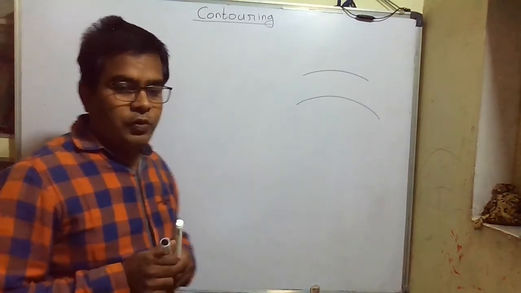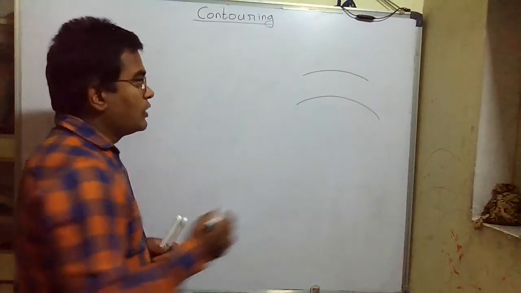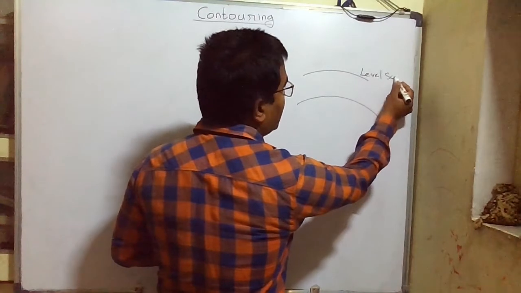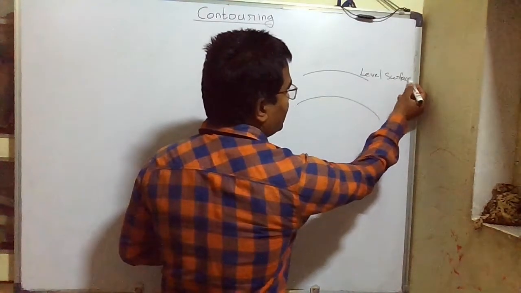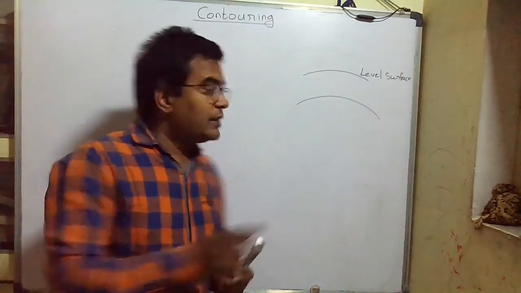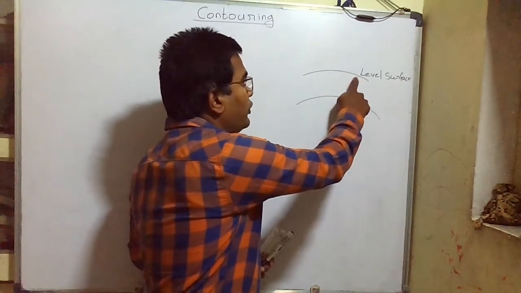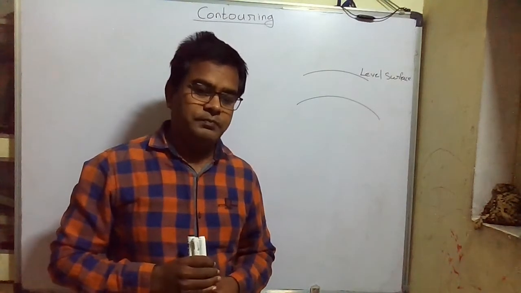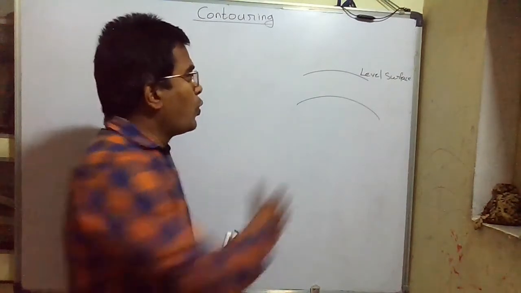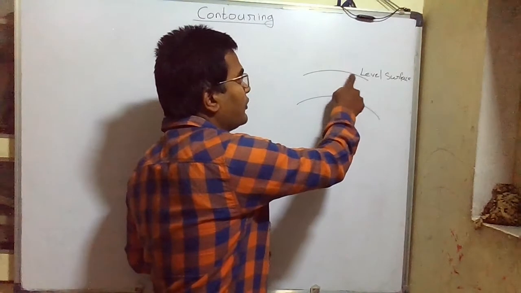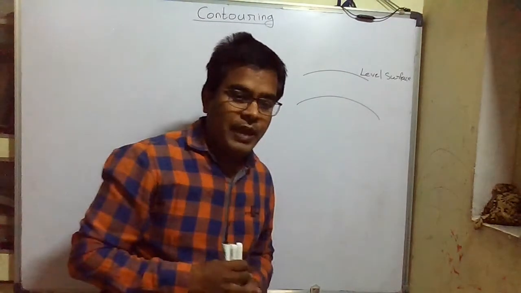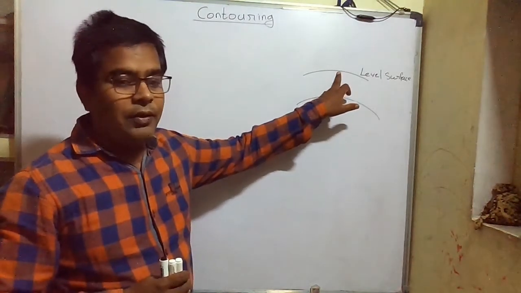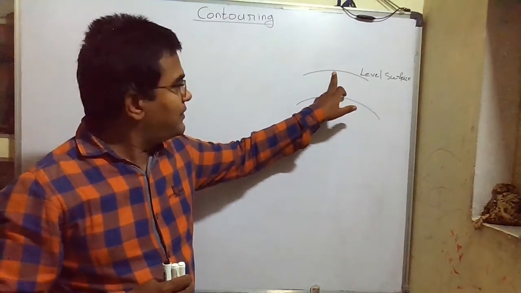So we know the level surface. What is a level surface? Any surface parallel to the mean surface of the earth is called a level surface. What it indicates is that every point on the level surface is equidistant from the center of the earth. Means every point lying on the level surface has the same RL, the same reduced level.